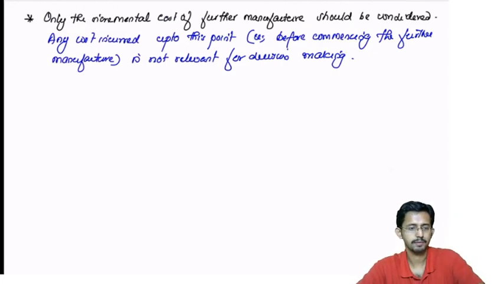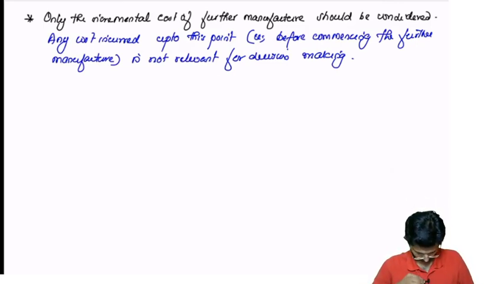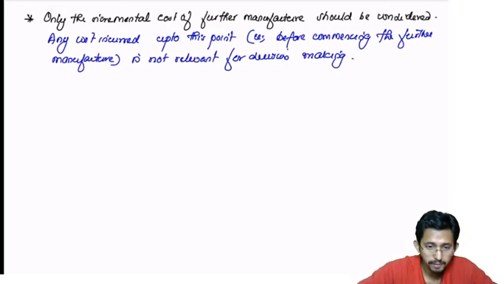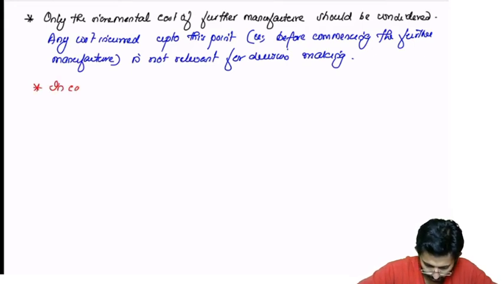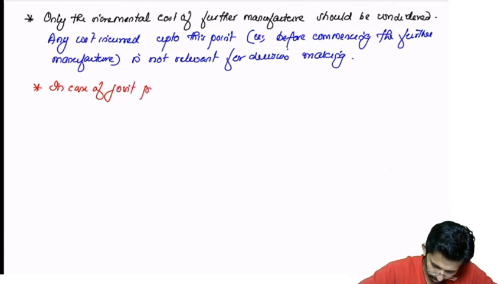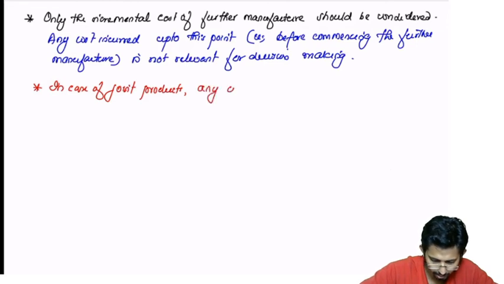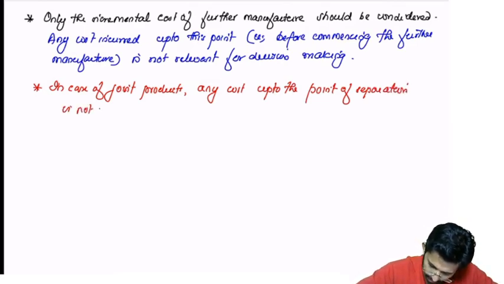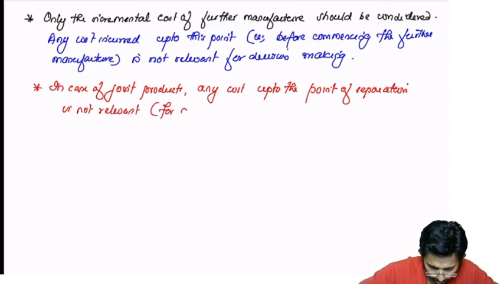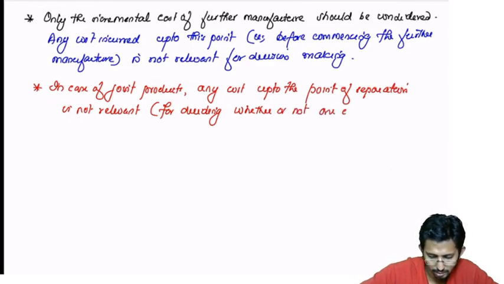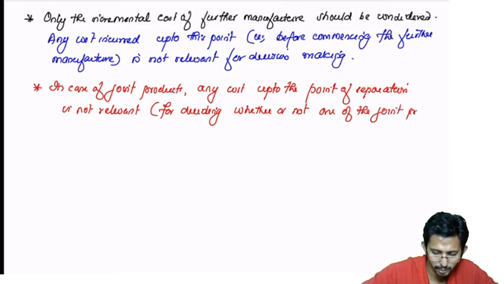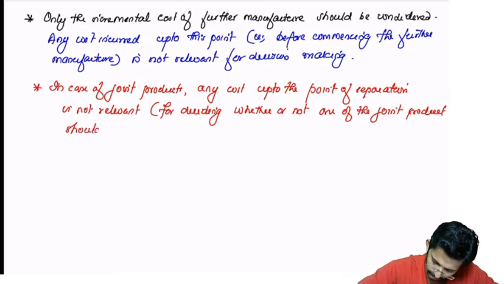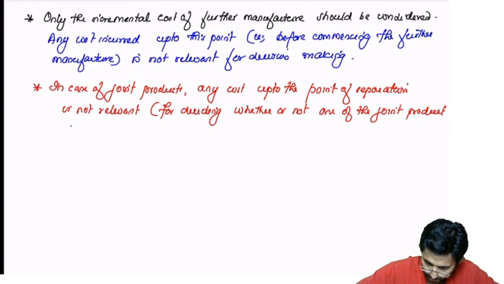You can write in case of joint products, any cost up to the point of separation is not relevant for deciding whether or not one of the joint products should be processed further.